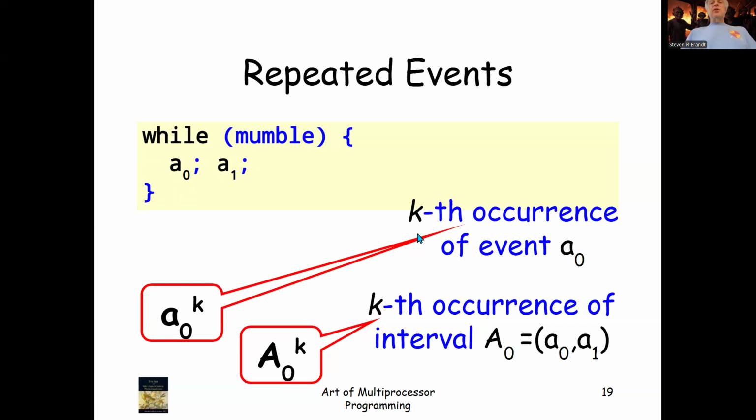And so we're going to use that kth occurrence. We're going to use a superscript k to denote the kth occurrence of things. Any questions? No. All right.